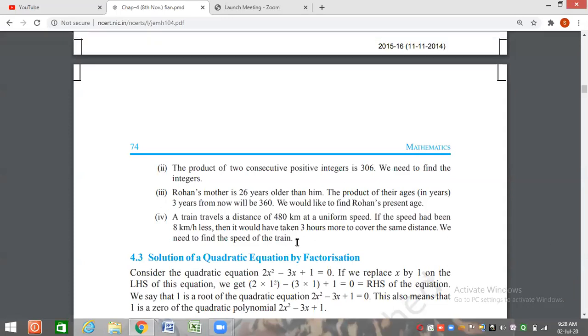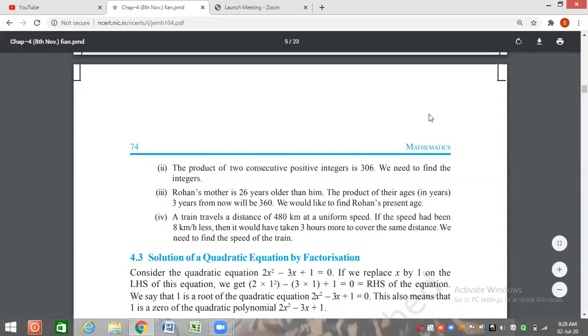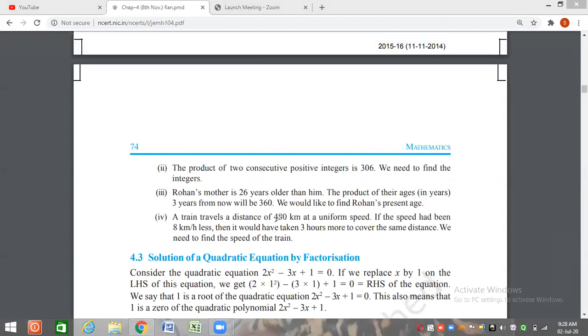Now, today I am going to explain question number 4. It is given, a train travels a distance of 480 km at a uniform speed. If the speed had been 8 km per hour less, then it would have taken 3 hours more to cover the same distance. Okay, what are they saying? The distance is 480 kilometers, and if we decrease the speed by 8 kilometers per hour, then it takes 3 hours more. Then find the speed of the train. It is very simple. Just look here.